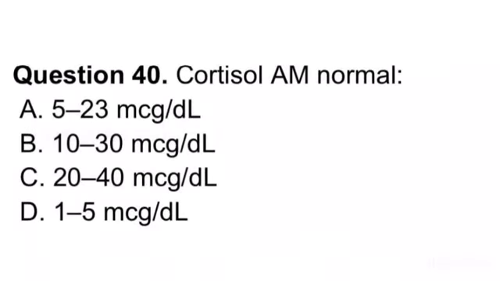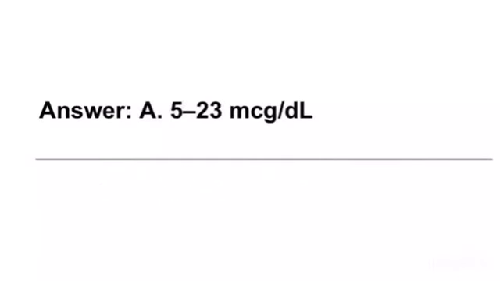Question 40. Cortisol AM normal. A. 5 to 23 micrograms per deciliter. B. 10 to 30 micrograms per deciliter. C. 20 to 40 micrograms per deciliter. D. 1 to 5 micrograms per deciliter. Answer A. 5 to 23 micrograms per deciliter.